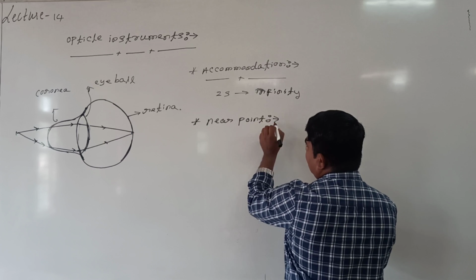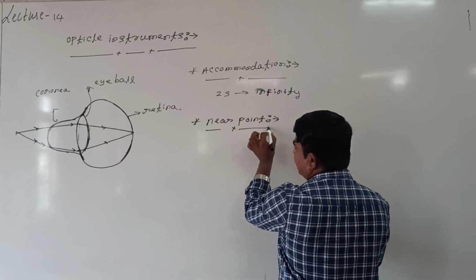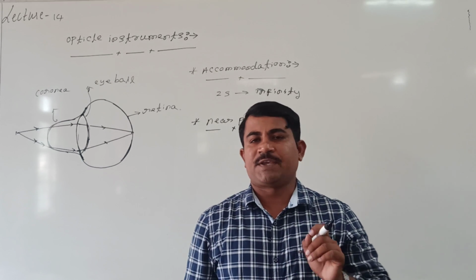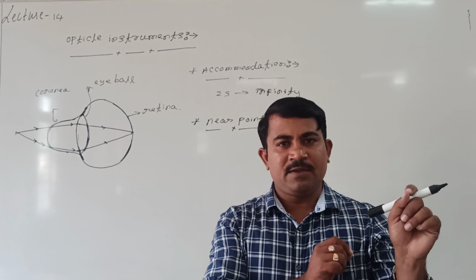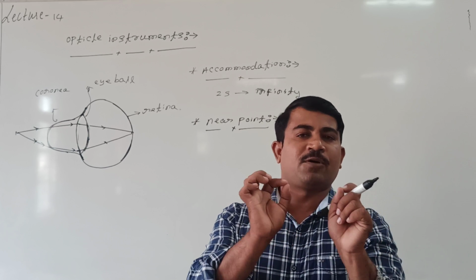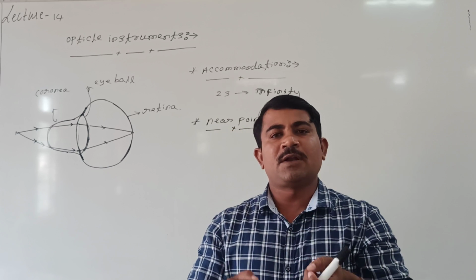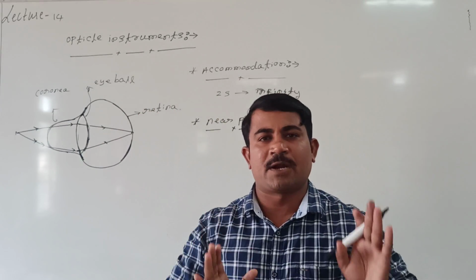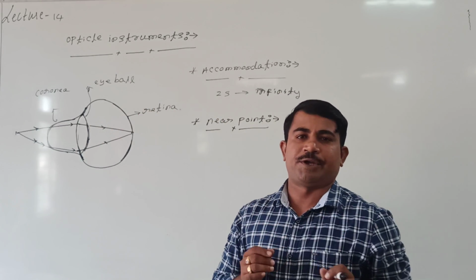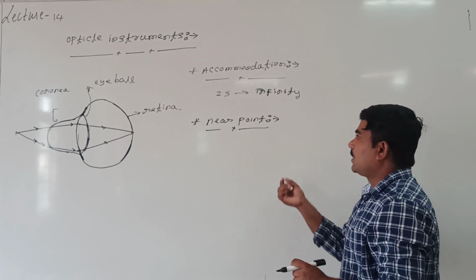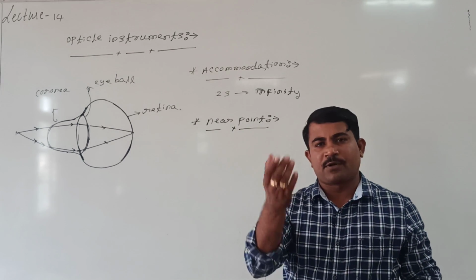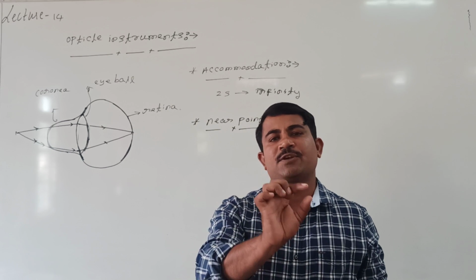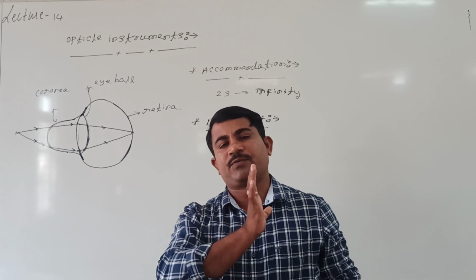Or this we are calling least distance of distinct vision. See here, it is the point from the eye in which the image of the object can appear on the retina, or the near point from the human eye in which the image of the object can appear on the retina. That point we are calling near point. Near point means around 25 centimeter from the human eye. From 25 centimeter on the human eye, the image of the object can appear on the retina. That point we are calling near point.